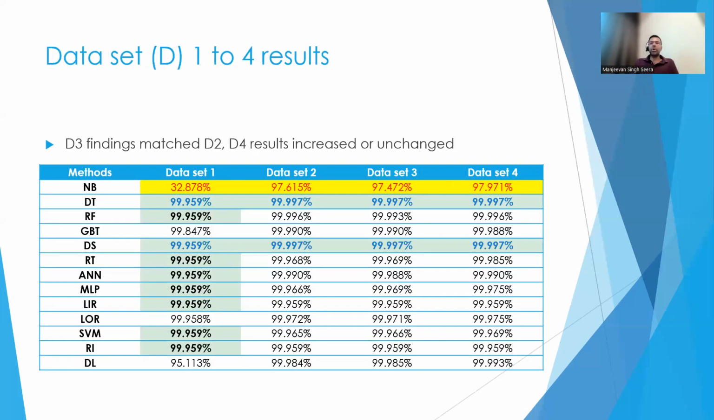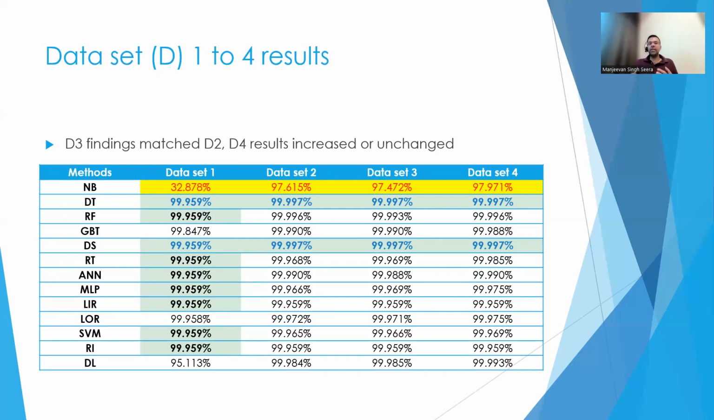Now, we look at dataset 1 to 4 results. Dataset 3 matches very closely to dataset 2, but for dataset 4, there were some results that got better or some of them were unchanged. Naive Bayes did very poorly in the first dataset, especially, but for datasets 2, 3, and 4 with the aggregated features, it did fairly better, but it was still the lowest performing. If we look at the decision tree and also decision stump, it got the best result across all of the 4 datasets, while for dataset 1, the majority of the classifiers did pretty similarly well to each other. So remember, dataset 1 was a dataset without any of the aggregated features.